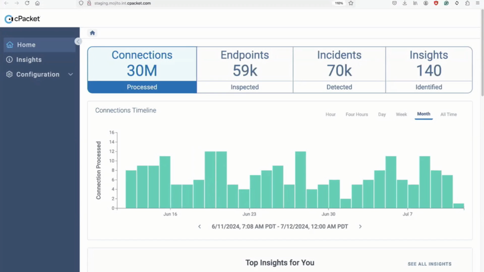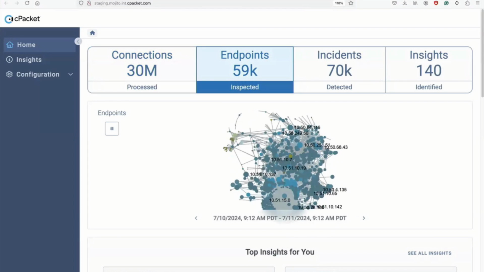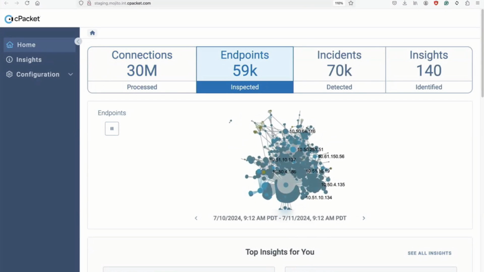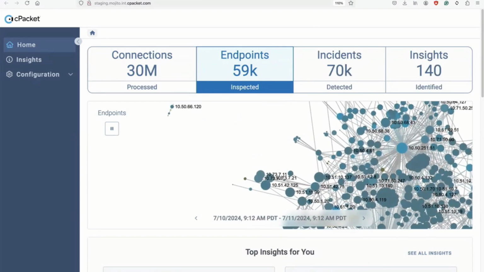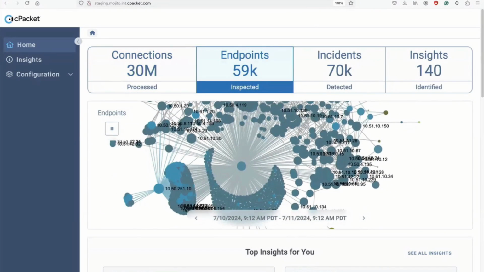So roughly per day, we see about 30 million connections out of our cPacket network. Our network is actually pretty small. I just have a real quick drawing here of what our network looks like. This is our internal network. These are just IP addresses rotating around. You can see we got some evil overlords there watching all of our servers and stuff like that. Just gives you a quick idea.